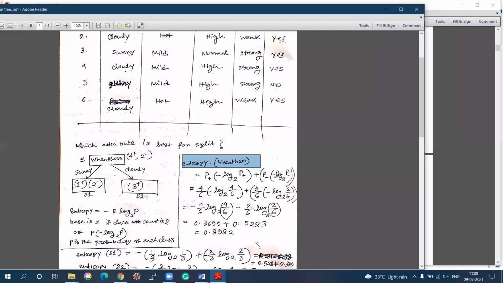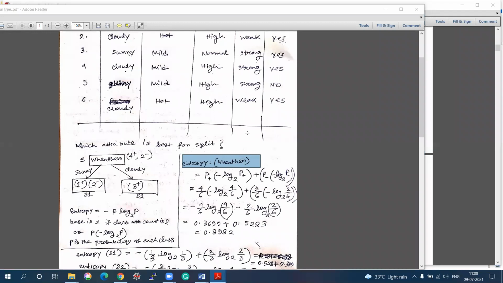Whenever we are calculating this for weather, we have to write the summation of minus P log base 2 P, where P stands for the probability of each class. So the entropy of weather is the summation of P log P base 2. Summation means we have to do the positive class as well as the negative class, so we have to take care of both.